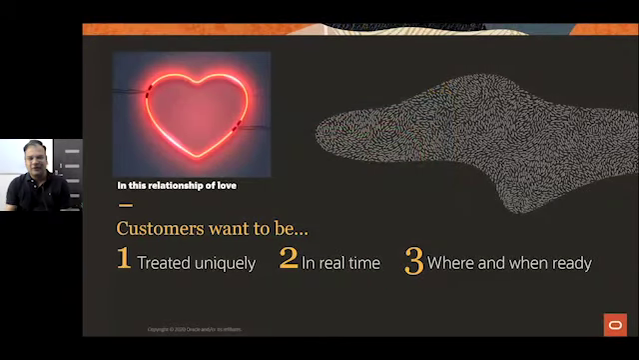And again in that panel discussion, what came out was there is a relationship of love, but in this relationship of love from a CX perspective, customers want to be treated uniquely. They want to be treated in real time. Now, it's a very important dimension of what customers want in this relationship. And they also want it where and when they are ready, right? So they are in a position to command, in this equation of love, this is what customers want the companies to do.